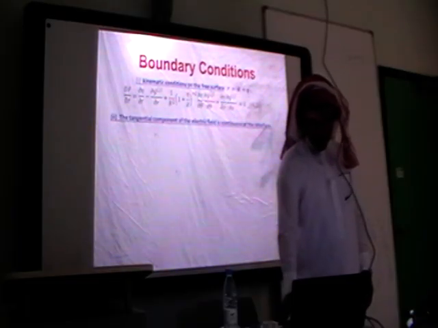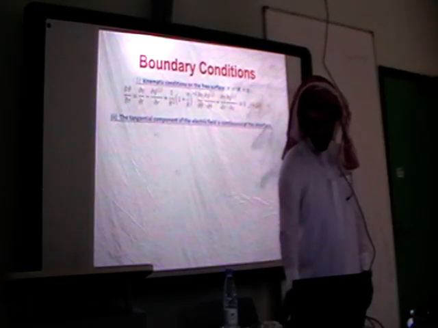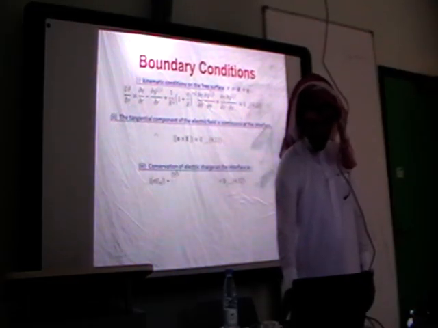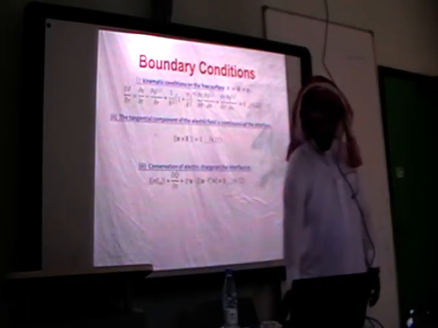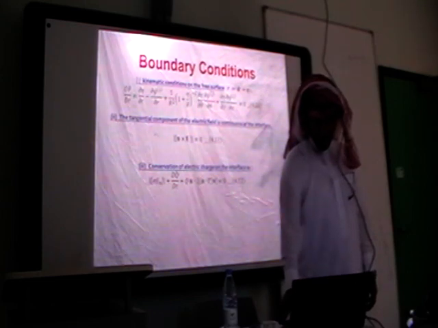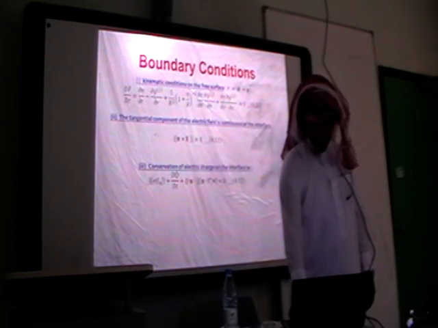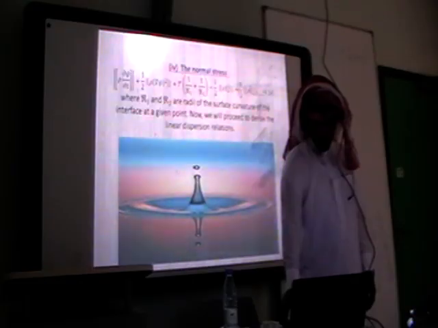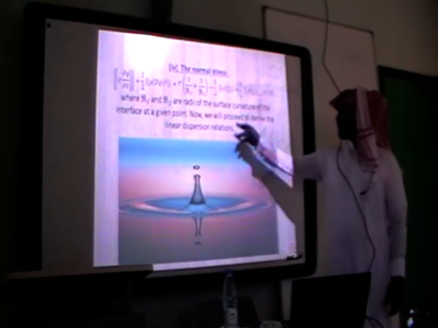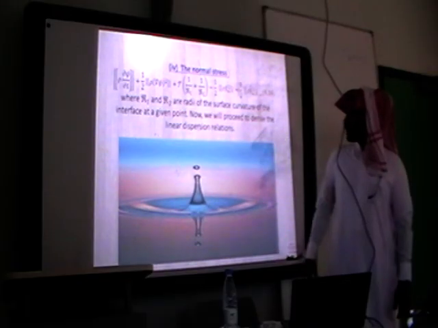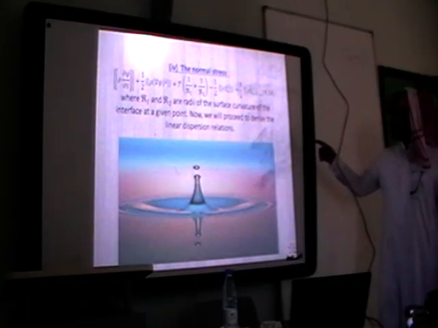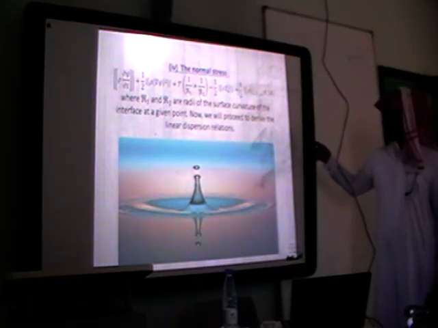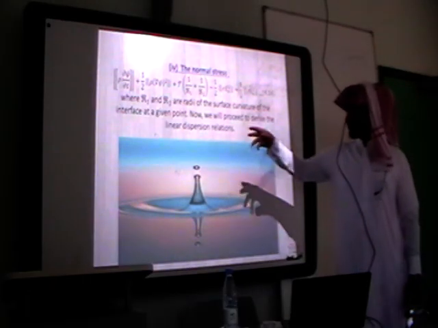The tangential component of the electric field is continuous at the interface, that's 4.11. The conservation of electric charge on the interface is 4.12, and 4.13. The normal stress is equation 4.14, where R1 and R2 are the radii of curvature of the interface at a given point.